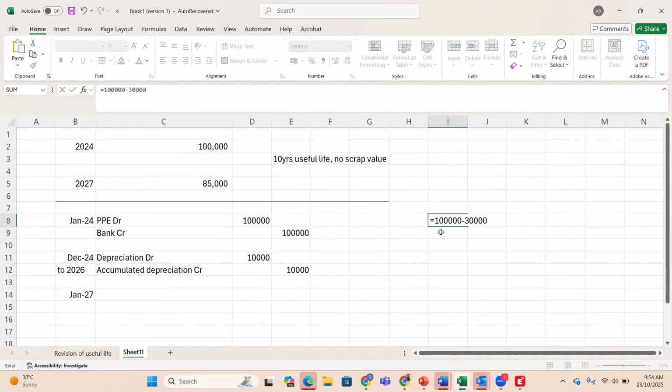Minus 30,000. Carrying value 70,000. Okay. Now, what is the entry? Debit to PPE. How much? 15,000.